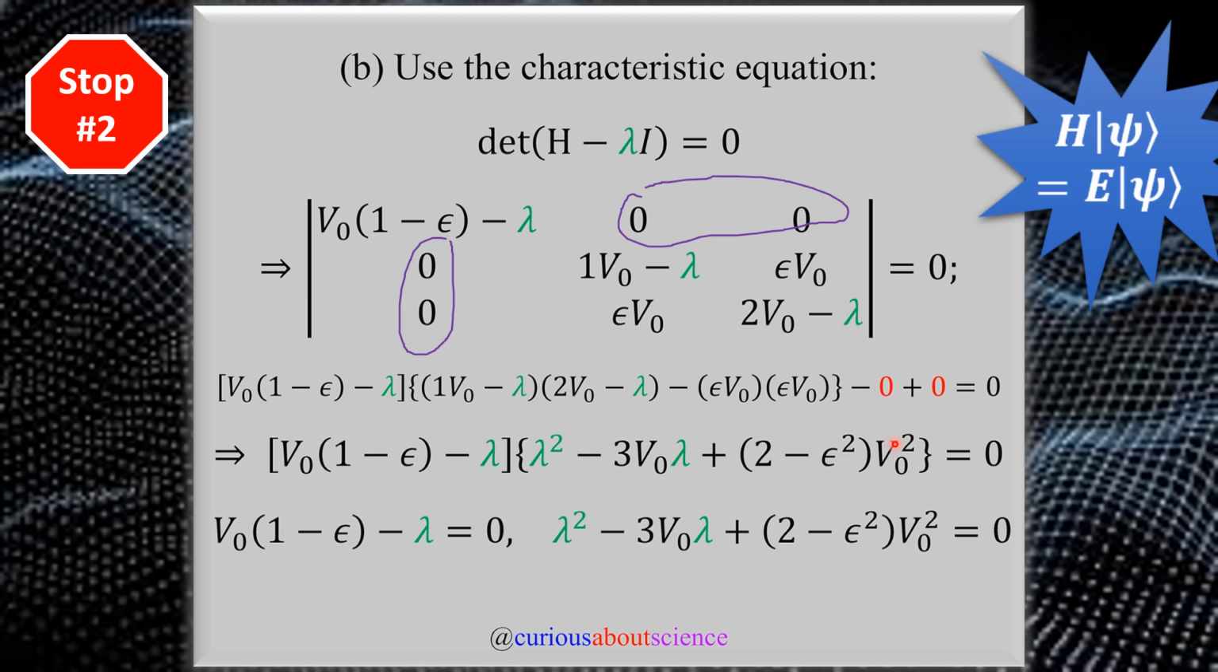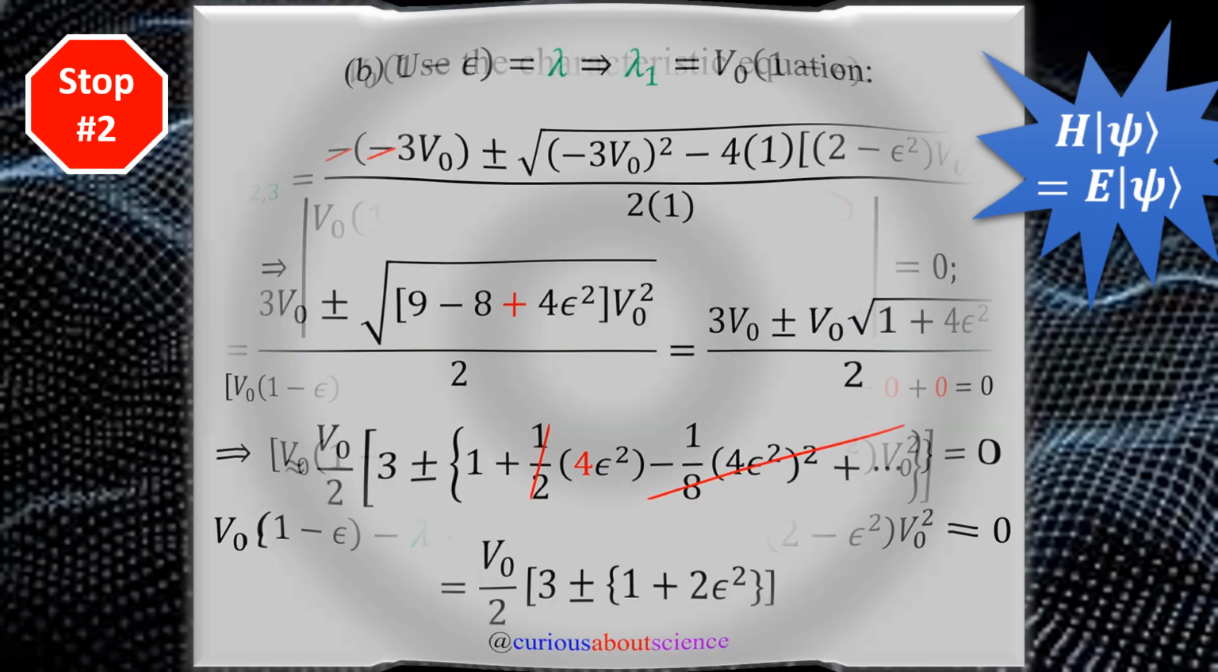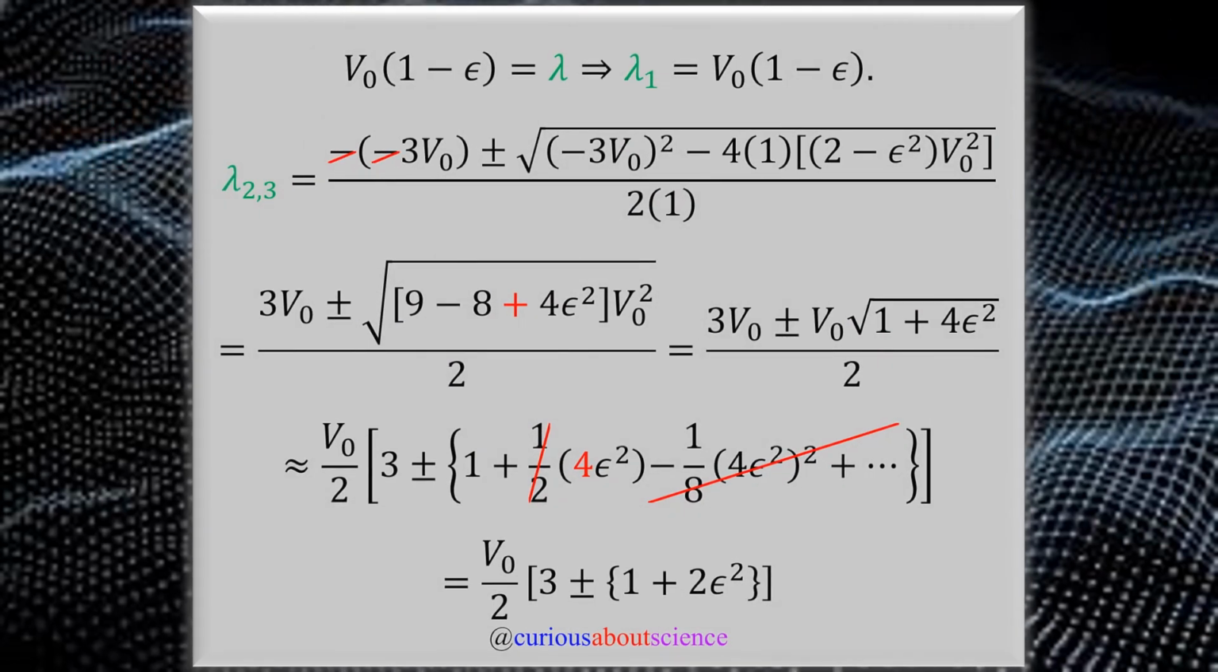All right, so with that, the cases that we need to solve for is when the first bracket equals 0 and when the curly bracket equals 0, and that leads us to two separate equations. So let's go ahead and clean that up and get our eigenvalues. All right, clearly the first equation's easy. We just add that lambda over and we get lambda 1 equals v0 times 1 minus epsilon naught. Cool there, don't have to worry.